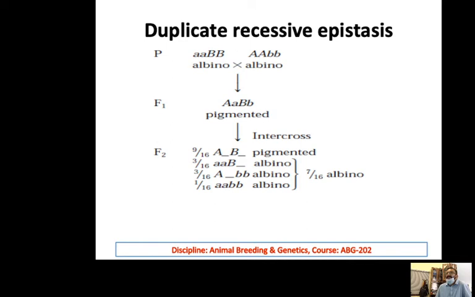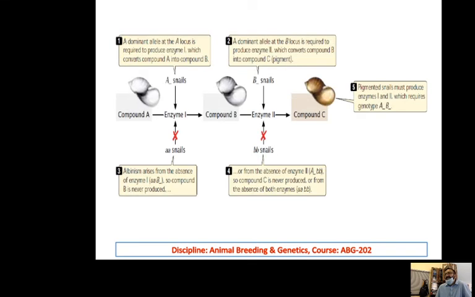Duplicate epistasis: albino crossed with albino. Here you can see gene A is completely recessive in the first individual and B is completely dominant, and vice versa in the second individual, and when they are crossed we get pigmented offspring. When F1 is intercrossed, wherever there is a recessive allele in any one of them, that is basically duplicate recessive epistasis. It will show albino. Only in the case of 9 over 16, when both of them are dominant, you can see the pigmented individuals. That is the case with the snail.